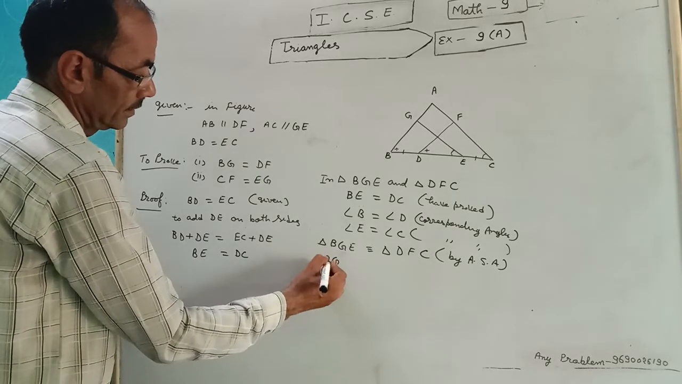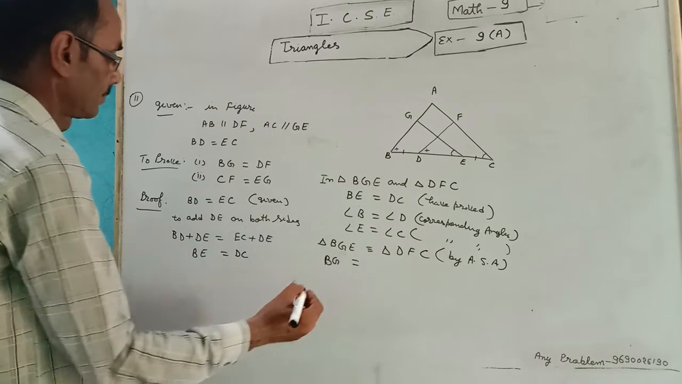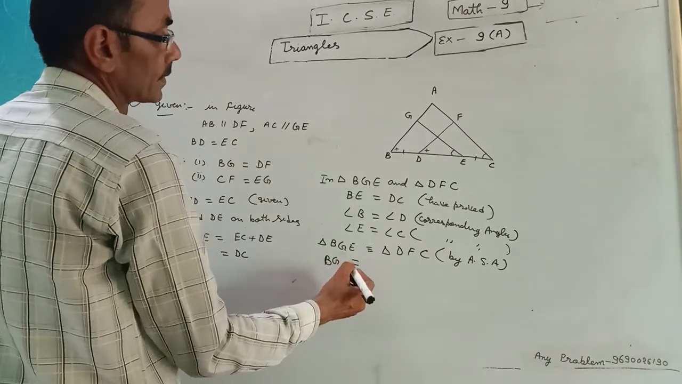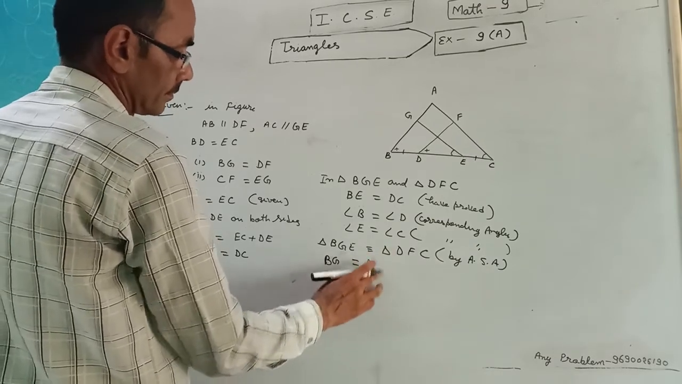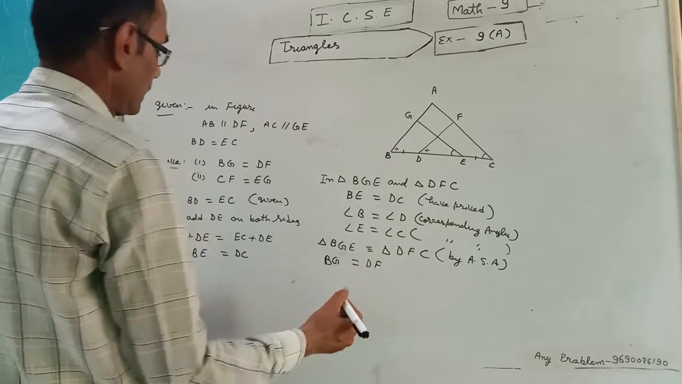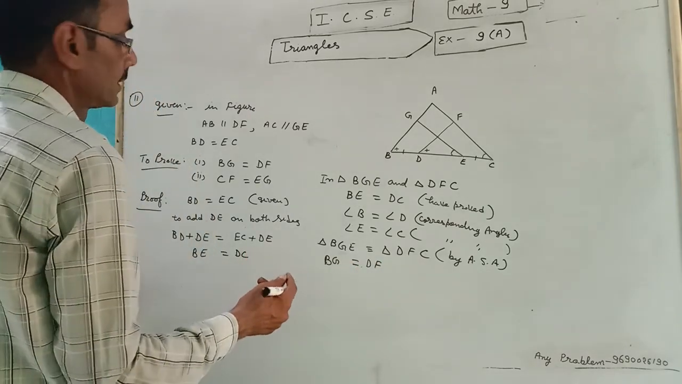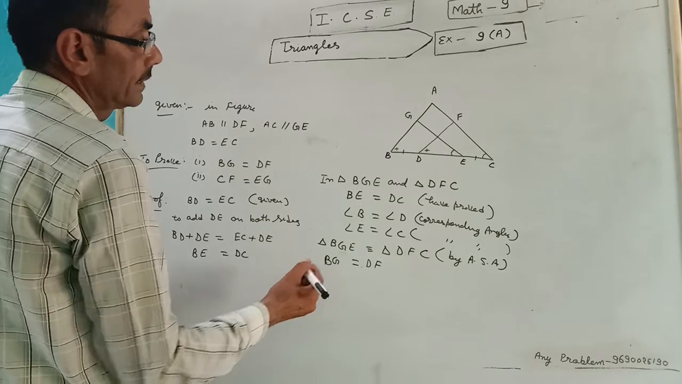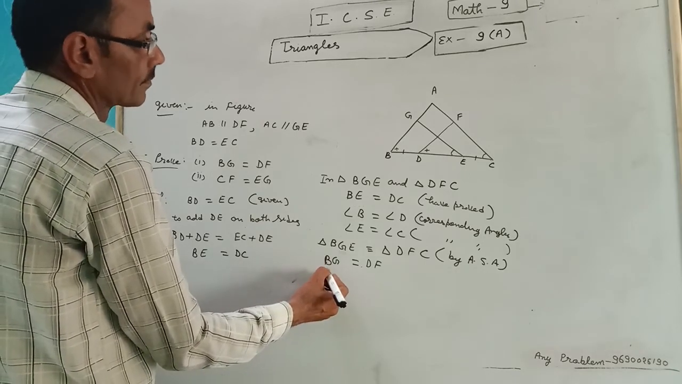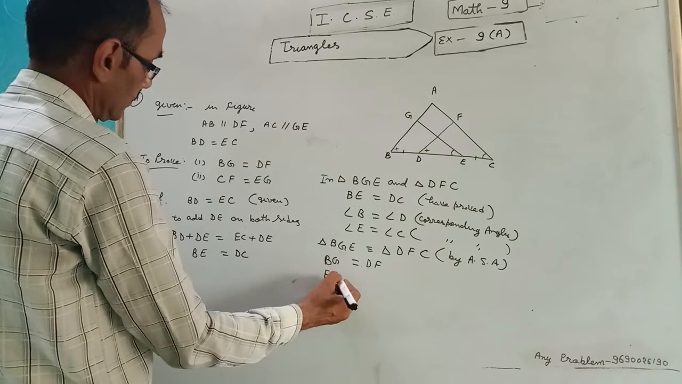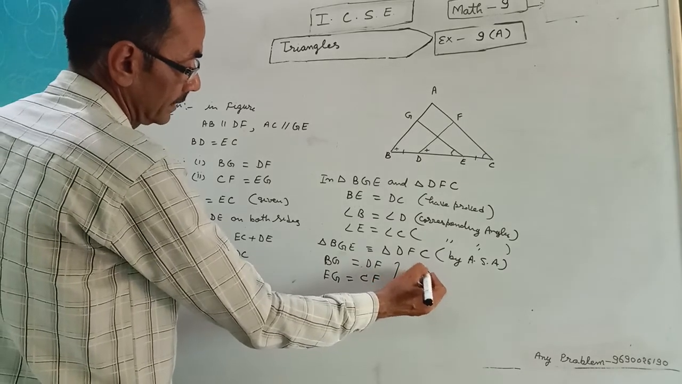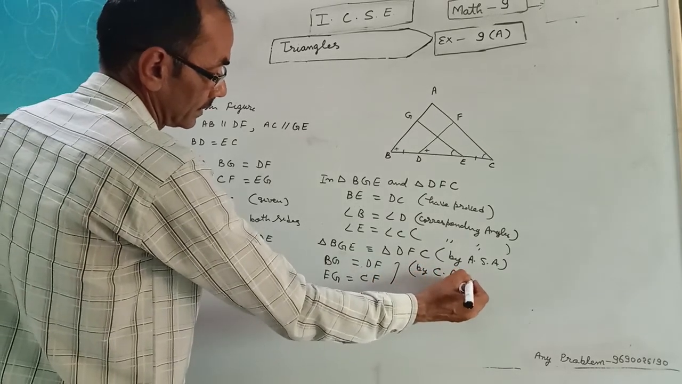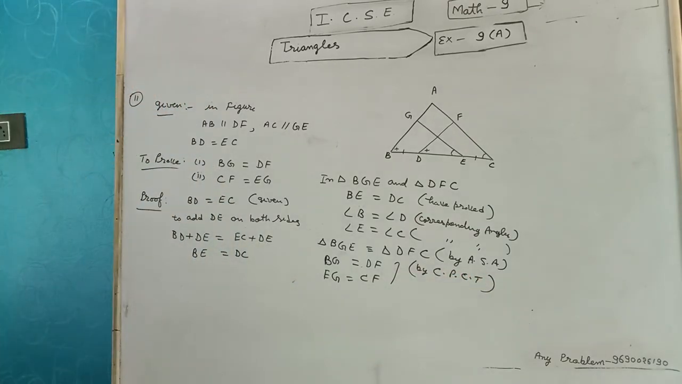BG equal to DF and CF equal to EG, both by CPCT. Question number 11 is complete. Thank you.